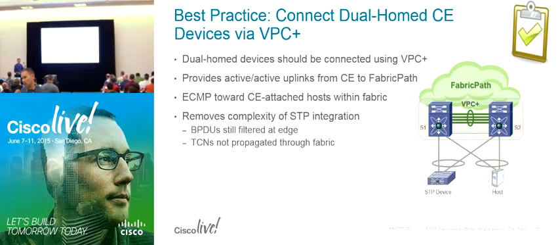Now, this removes a lot of complexity from that scenario when we need to interconnect spanning tree devices. We know we do not forward BPDUs into the fabric unless you specifically configure that. By default, it doesn't get propagated. And also, topology change notifications do not propagate through the fabric.